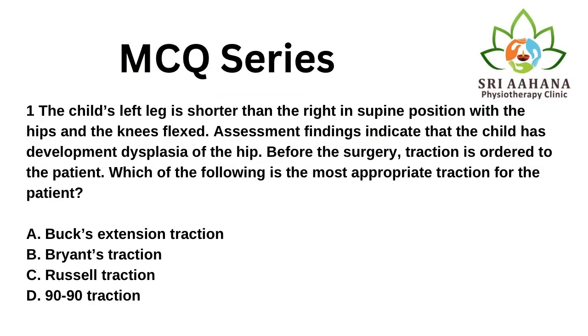The child's left leg is shorter than the right in supine position with the hips and knees flexed. Assessment findings indicate that the child has developmental dysplasia of the hip. Before the surgery, traction is ordered to the patient. Which of the following is the most appropriate traction for the patient?